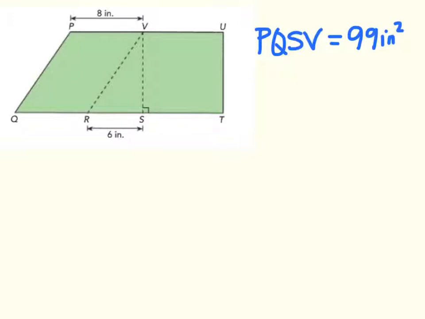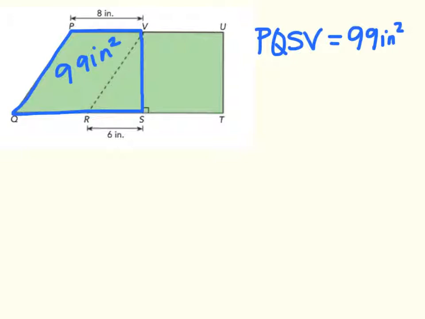Okay, so there's a lot going on here. We have 3 different polygons. We have our trapezoid PQRV, we have our triangle RSV, and we have our square STUV. So the first thing we're going to do is use what we know to figure out what we don't know. What we know so far is that the area of this part of our overall trapezoid is 99 inches squared. So this trapezoid within the trapezoid, right here, has an area of 99 inches squared.